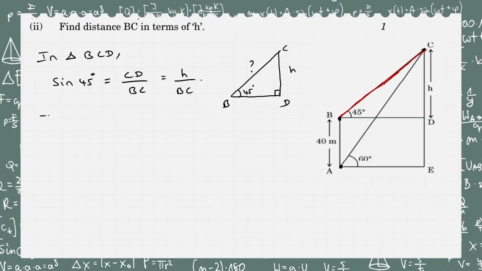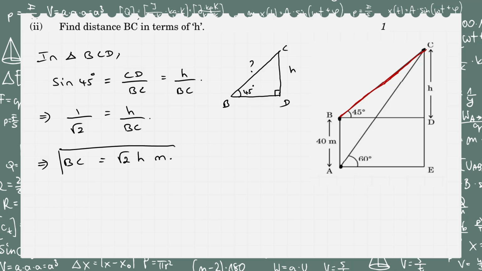CD is H and BC is unknown. And we know the value of sine 45 is 1 by root 2, right? 1 by root 2 equals H divided by BC. By cross multiplying, we have BC equal to root 2 times H. Of course, this is in meters. So, this is the end of the calculation. Let us move on to the next part.